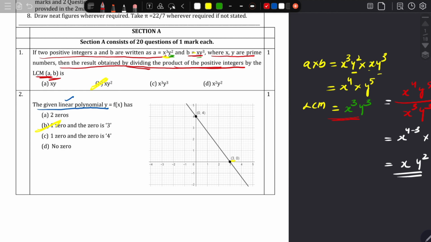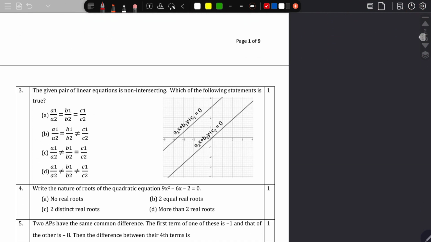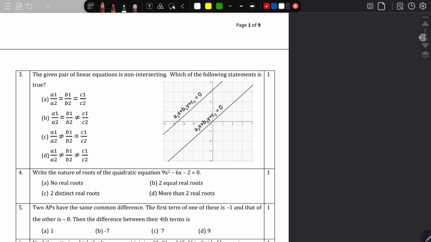Next, let's move to the third question. Question number 3. The given pair of linear equations is non-intersecting. Which of the following statements is true? If they are not intersecting, it means parallel lines. Parallel lines have the condition a1 by a2 is equal to b1 by b2, which is not equal to c1 by c2. So it's a basic definition question. Option B is the right answer.